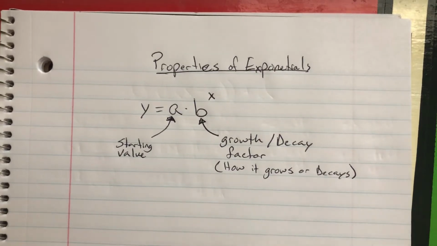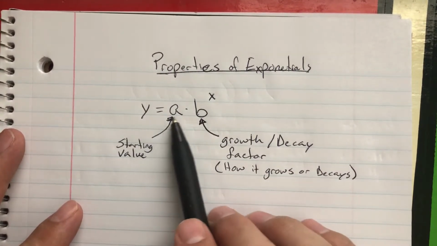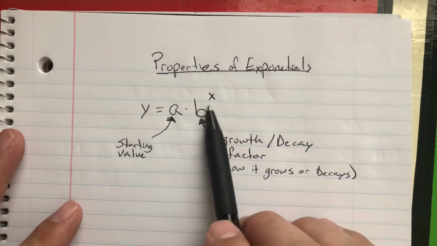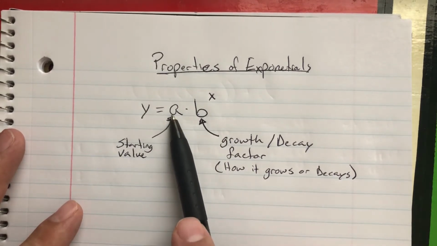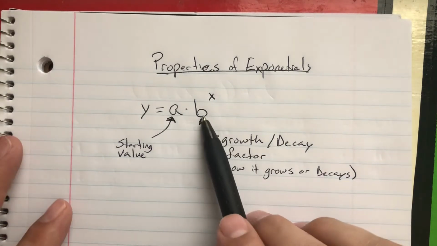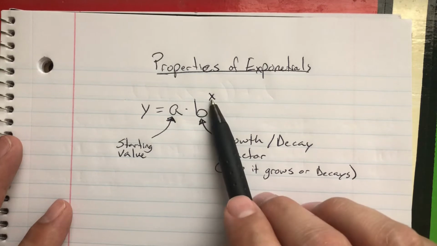Right, so here we have the properties of exponentials. This is our basic equation. We'll have y equals a times b raised to the power of x. So what we need to figure out is, one, the b value again always has our variable attached to it.